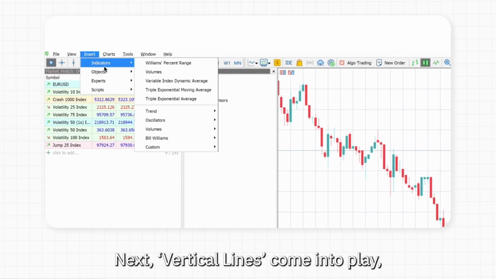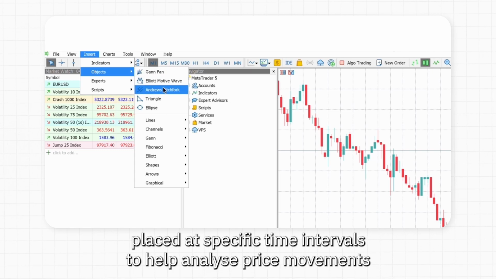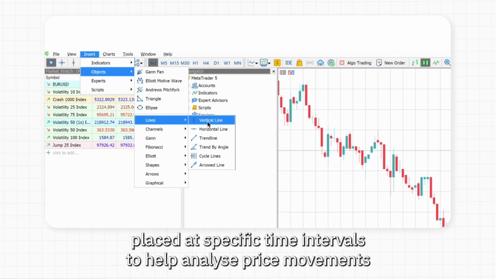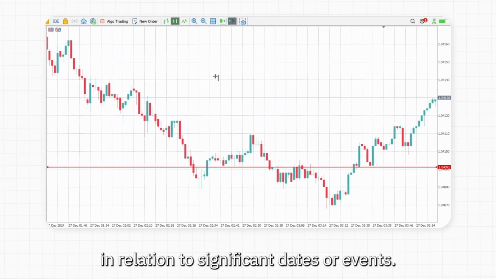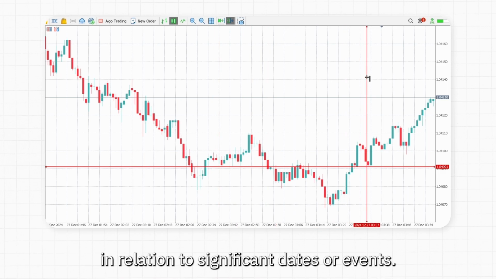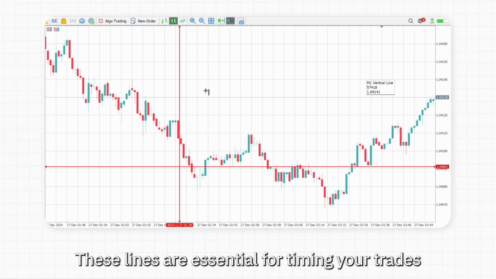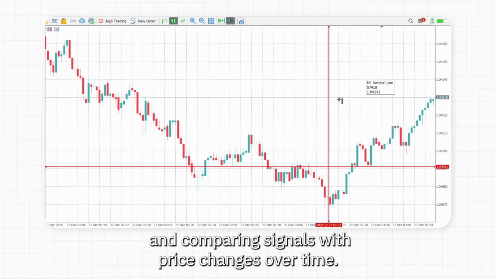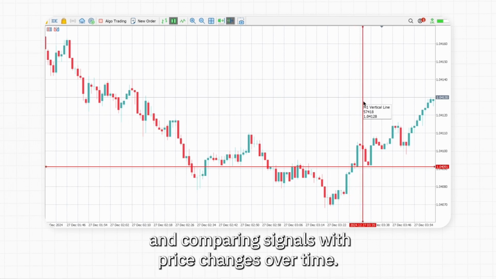Next, vertical lines come into play, placed at specific time intervals to help analyze price movements in relation to significant dates or events. These lines are essential for timing your trades and comparing signals with price changes over time.